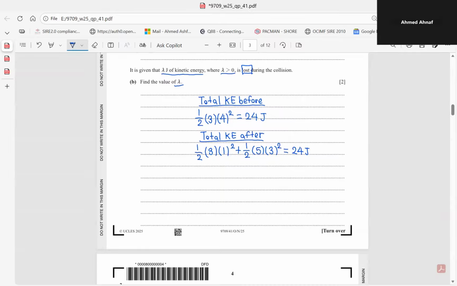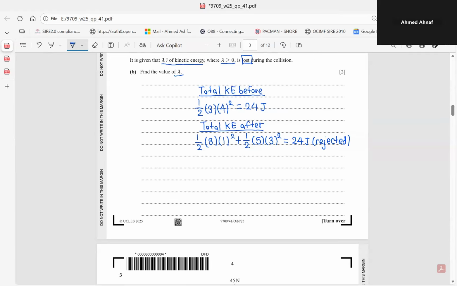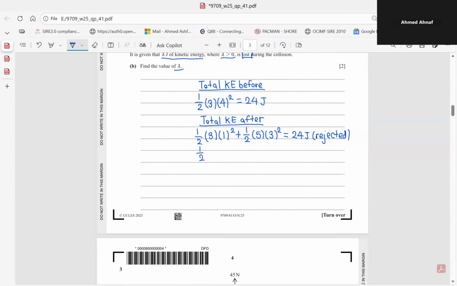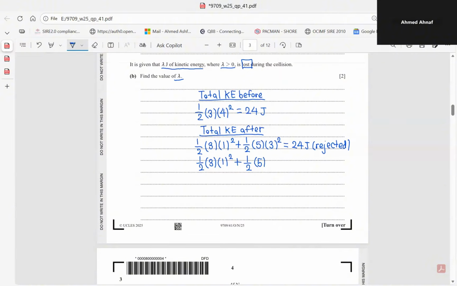Interestingly, we got 24 joules, but this can't be possible because they said there is some loss of KE and lambda is more than 0. So let's find the other total KE. It has to be the other one. So KE of P plus KE of Q version 2. So the other speed of Q is 1.8 squared. Okay. Now it definitely has to be lesser.